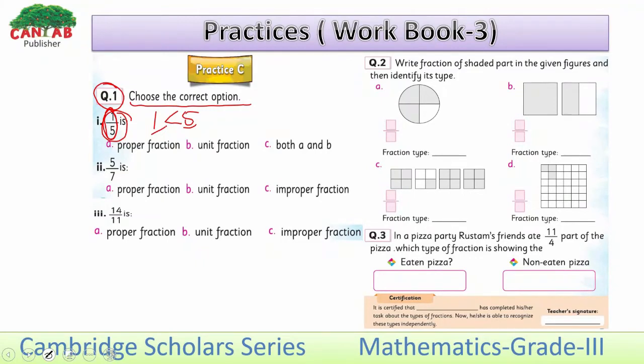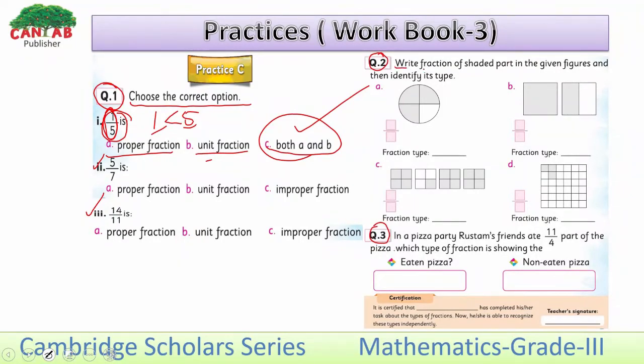Proper fraction. Unit fraction. What is a unit fraction? Remember, a fraction having numerator 1 is called a unit fraction. So both A and B. This is proper and also unit. So option C is correct. Similarly, choose the correct option for parts 2 and 3. And then solve question number 2 and 3.